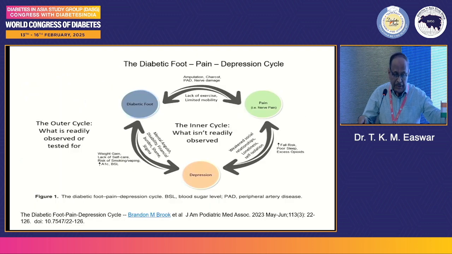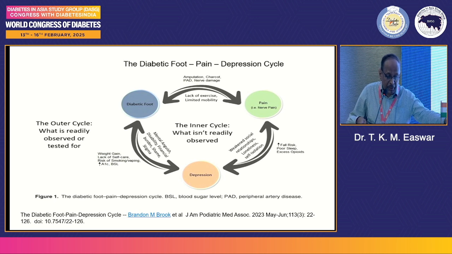This is very important. As I told you, we look at the outer cycle, but in the inner cycle, there is a weakened social relationship, loneliness, isolation, mental anguish, disability, financial burden, shame, stigma. Patients feel ashamed that this has happened, lack of exercise, limited mobility, and this is a vicious cycle of pain, depression, and diabetic foot. And so many studies have shown that if it is not taken care of, then there is going to be a problem.